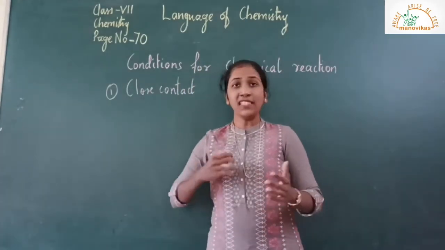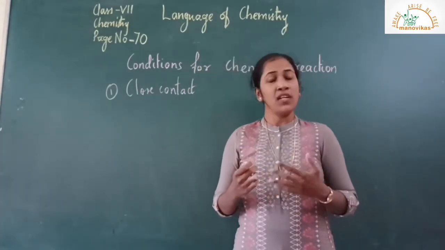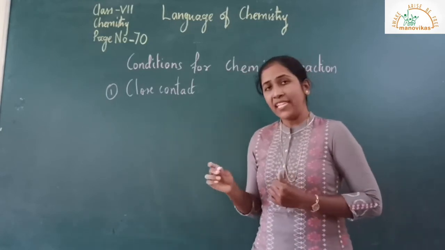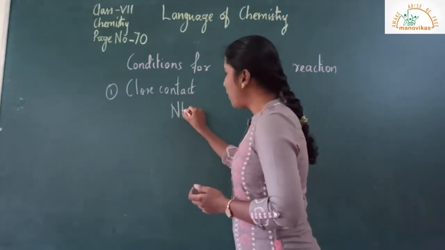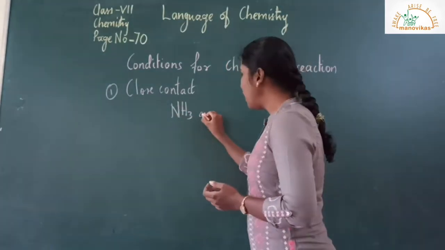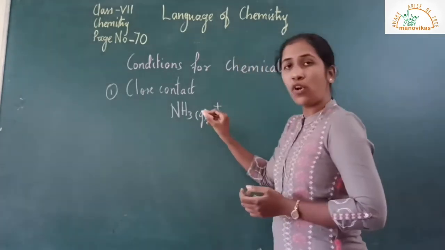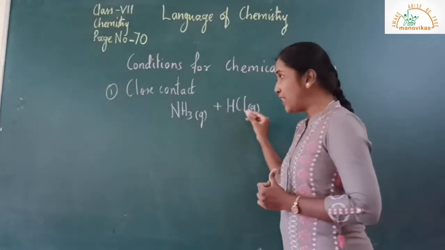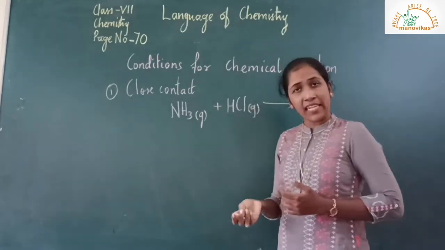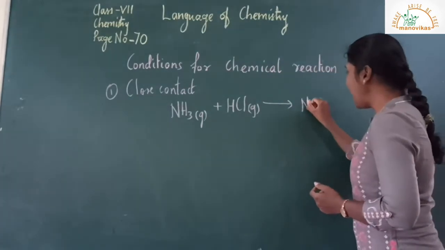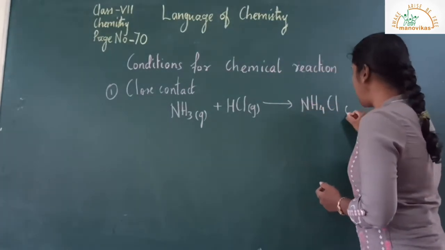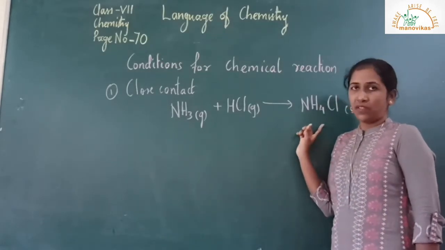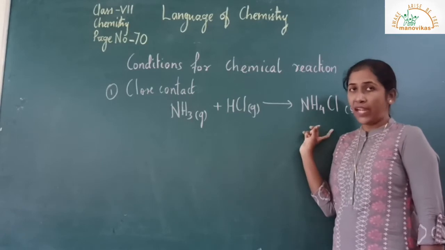When the reactants come in contact with each other, then the spontaneous reaction can take place. So in this, if we take an example, you have ammonia gas. This ammonia gas, when it comes in contact with HCl gas, that is hydrogen chloride gas, a spontaneous reaction takes place, and what you get is NH4Cl, that is solid. Here you get to see the dense white fumes, which we call ammonium chloride.